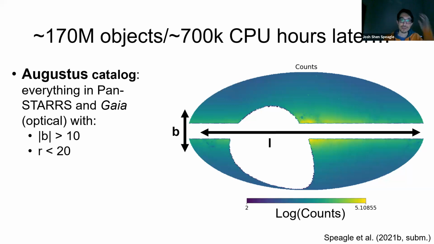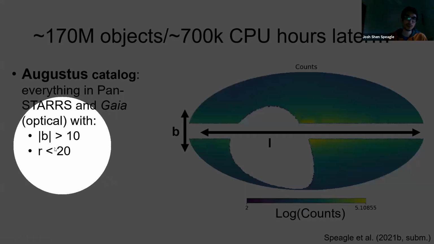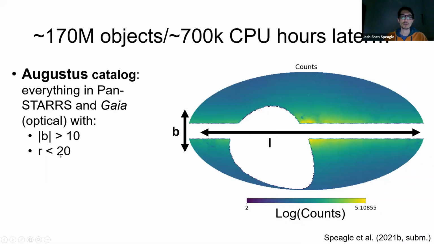And so here's kind of what we found. So pretty much everything, there's some details for people who are more astronomy savvy in the corner over here. But overall, the idea was we wanted to take 170 million objects and run them for about 1 million CPU hours. And there are two main caveats.